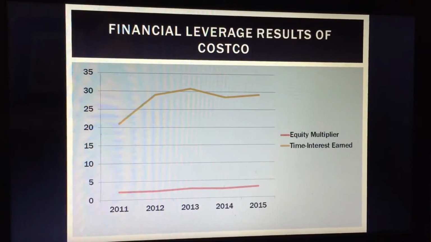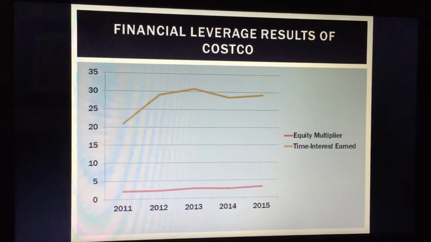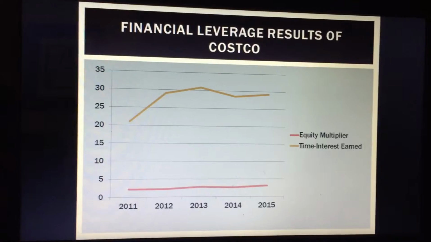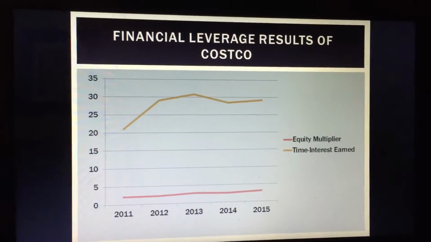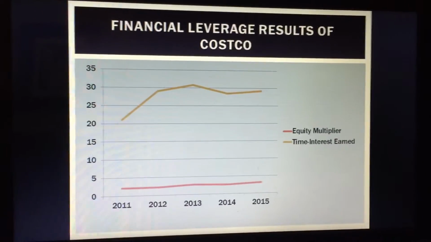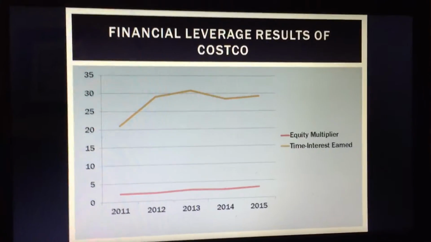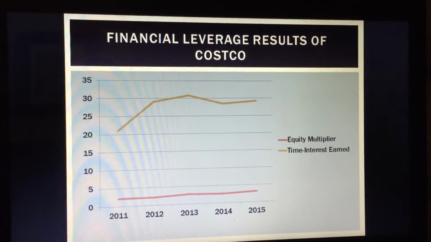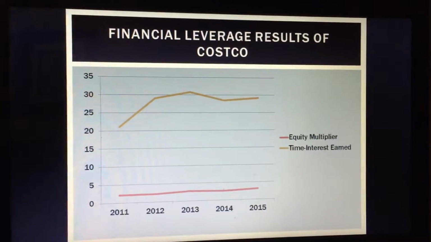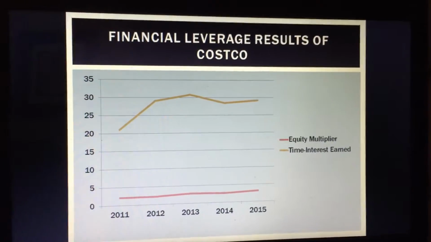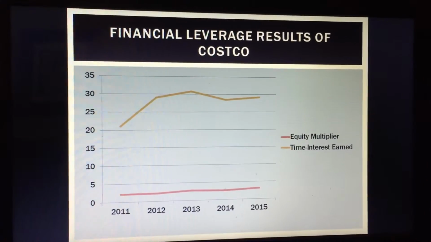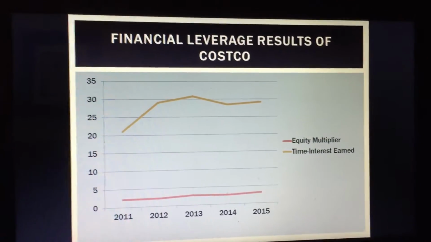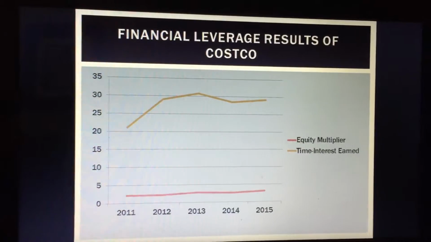Here you can see the equity multiplier is very low and the time interest earned ratio is very high. The time interest earned being very high is very good. It shows that they have significant operating income to cover their interest expenses. But their equity multiplier shows that their assets to equity ratio is very low, and they could probably be using their equity more efficiently.